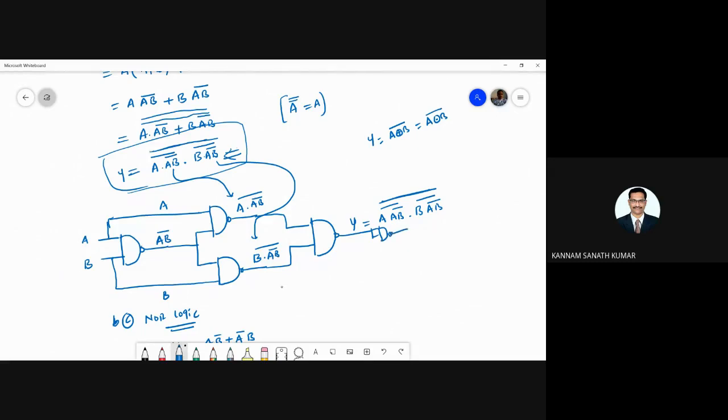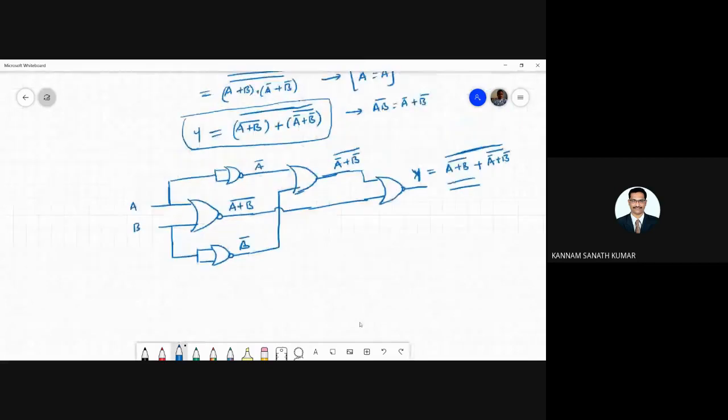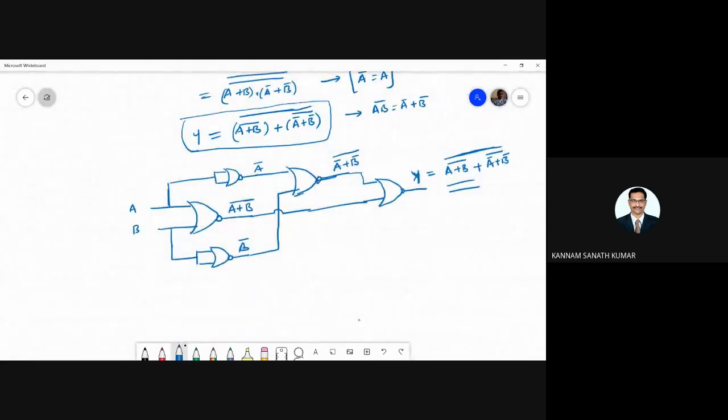Five NAND gates are required to realize an XNOR gate. For an XOR gate, four NAND gates are required. Similarly, how many NOR gates are required to implement an XOR gate?